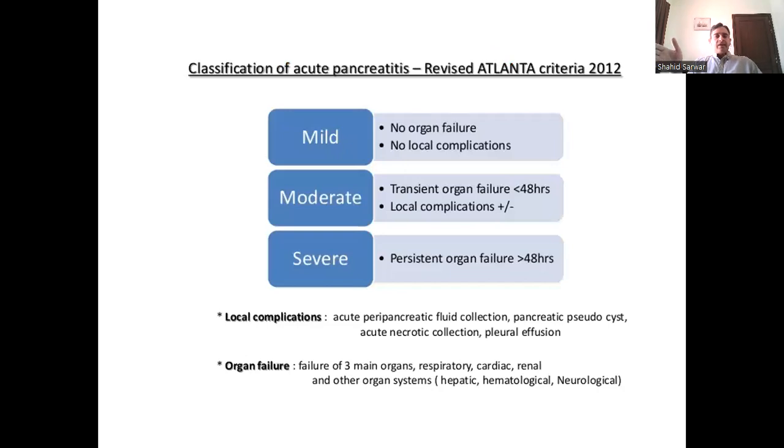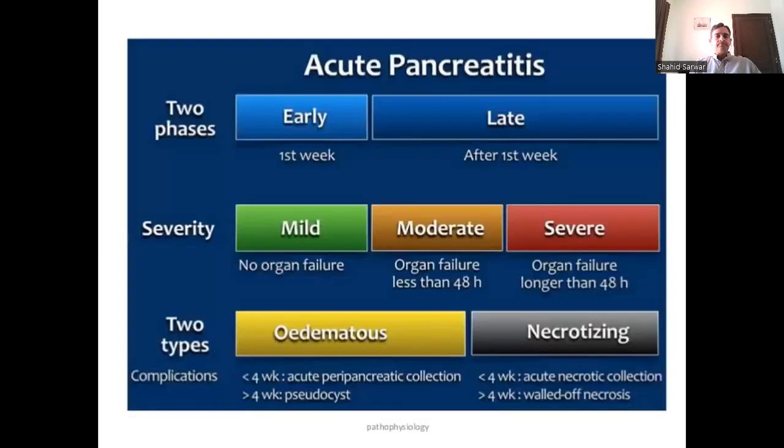Then another staging system that we all need to remember is the Atlanta staging system. This is based on the presence or absence of multi-organ failure and the presence or absence of pancreatic necrosis. If both of these are not there, then the pancreatitis is mild. If the patient has multi-organ failure that has recovered within 48 hours and/or there is pancreatic necrosis, you will label it as moderate pancreatitis. But somebody with multi-organ failure going beyond 48 hours is a patient with severe pancreatitis.